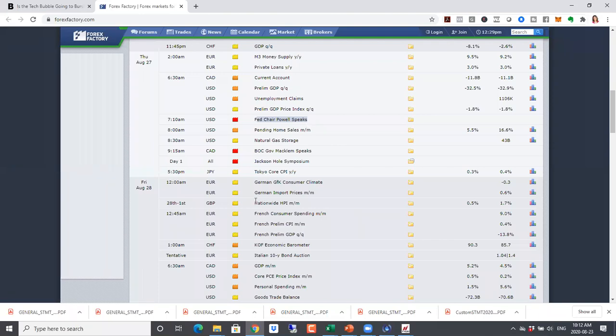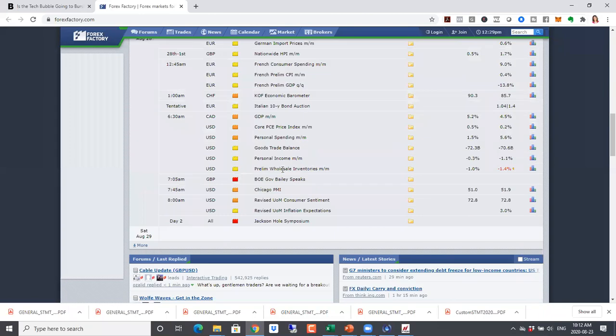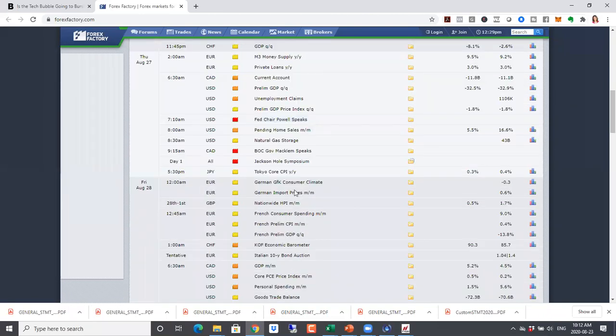Bank of Canada governor also speaking here. So we have to keep an eye on this. This is day one, and then we have another day of Jackson Hole Symposium here. Now, the concern here from a trading perspective would be the comments.